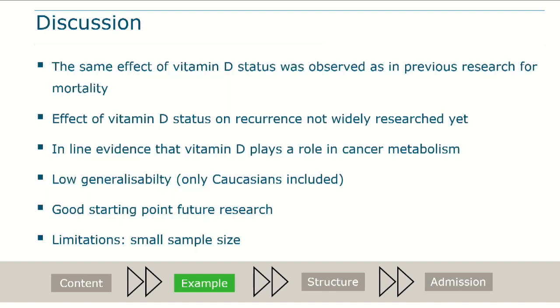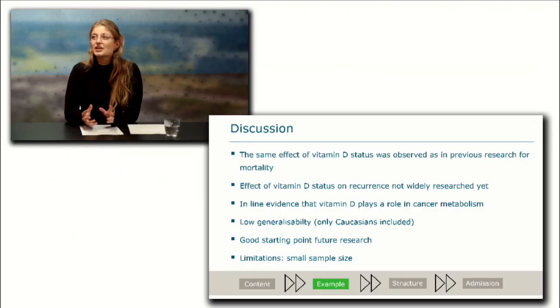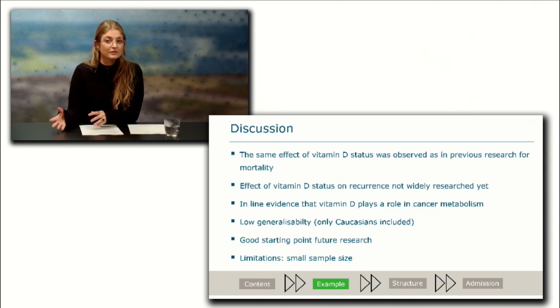Oh yeah, sorry, then we can go to the discussion. I'm currently still writing my discussion, so I don't have a lot to tell you about this. But I can say that the effects that I found in vitamin D status and mortality is something that's previously found in research, so that's good. For recurrence, there was not a lot of research published yet, so I dove into the underlying mechanisms, and it is in line with evidence that vitamin D plays a role in the cancer metabolism.